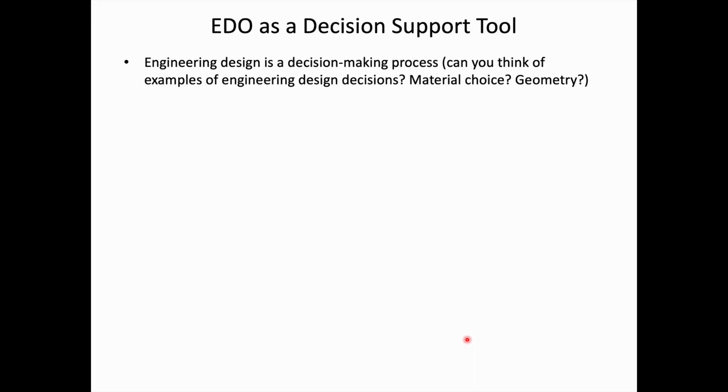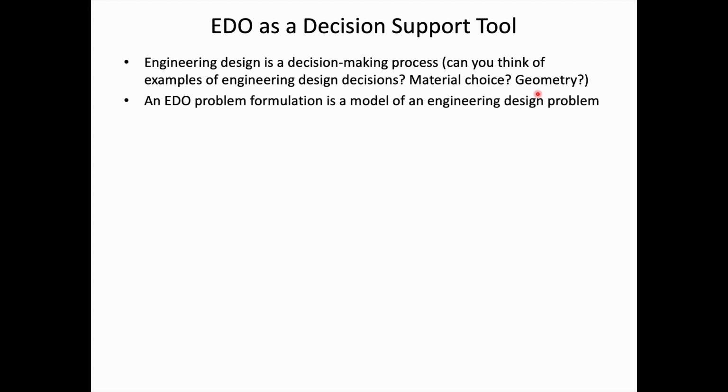Engineering design is a decision-making process. So just as an example, try to think about some examples of engineering design decisions that a practicing engineer might be making. Decisions like, well, what material should I use for a component? What should the geometry be for a particular component? When we formulate an engineering design optimization problem, that is a model or an approximation of the underlying engineering design problem. And this model can be useful for helping us to make the actual decision.